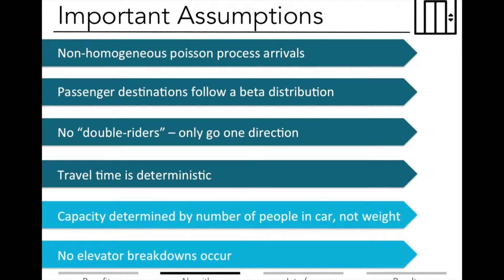The service times for the elevators are deterministic. That is, there exists an algorithm or an equation to determine how long it takes passengers to reach their given floors. 2. The elevator's capacity is in terms of passengers instead of total weight. This implies that all passengers have a uniform weight. And 3. All the elevators work perfectly all the time. The elevators never break down, and there are no issues that would prevent the elevators from working.